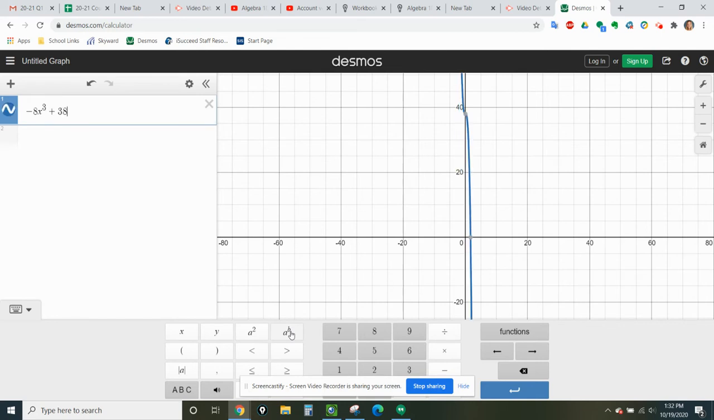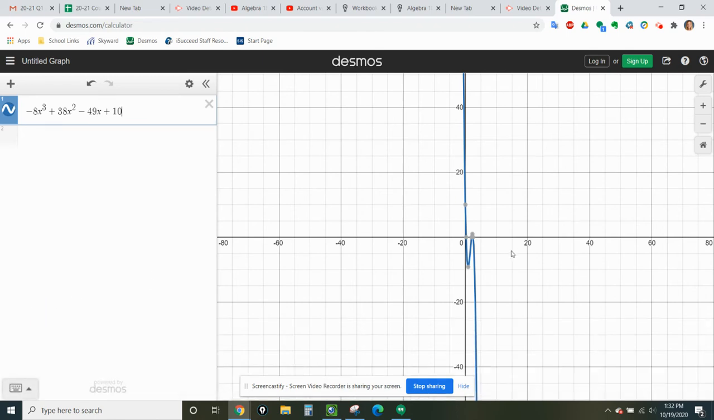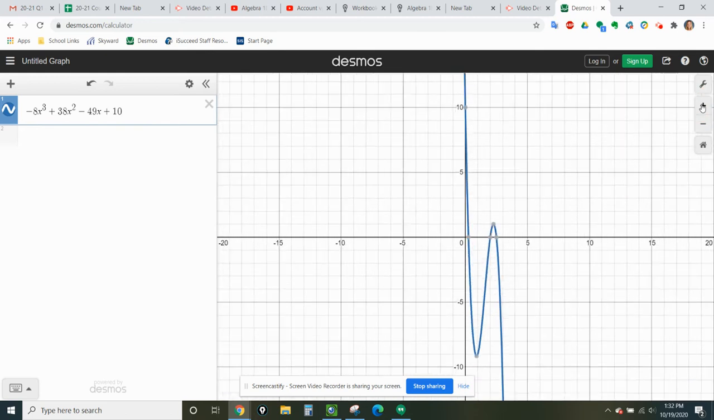plus 38x squared minus 49x plus 10. So when you have an x cubed function, it looks like this. It's kind of cool. It's this shape right here. This is a cubic graph.